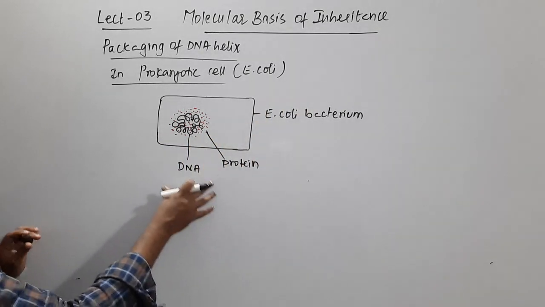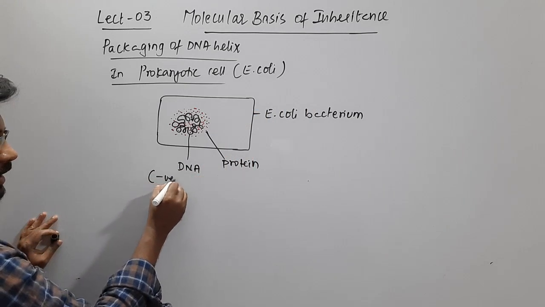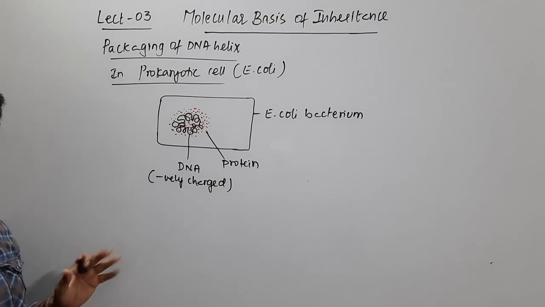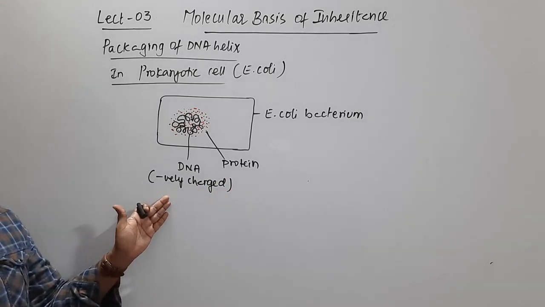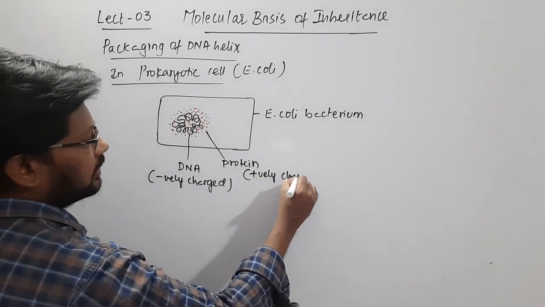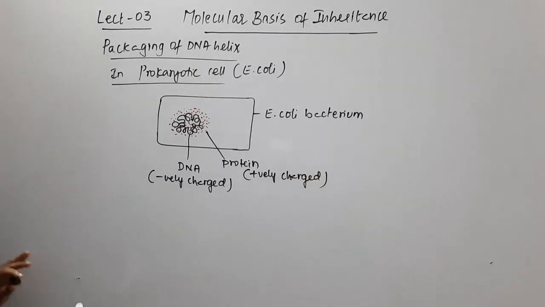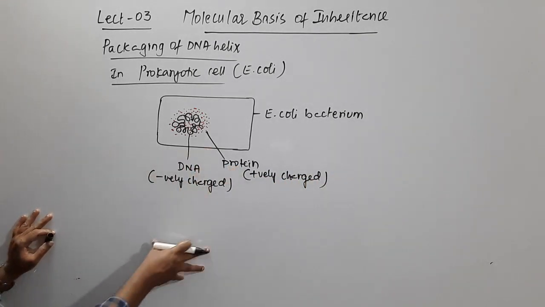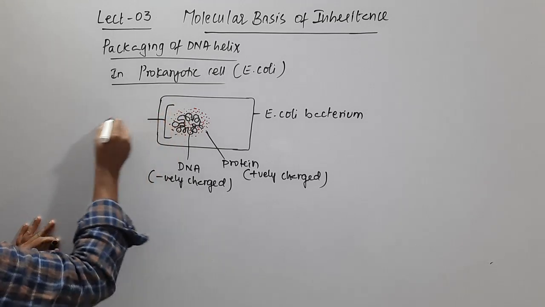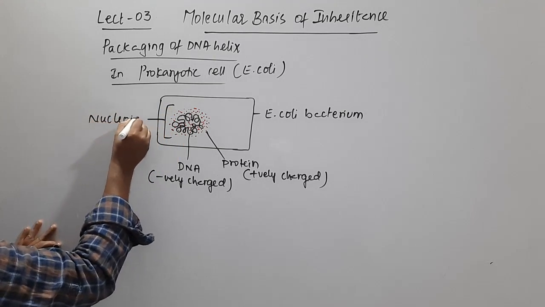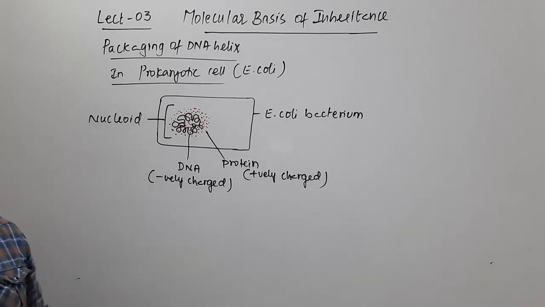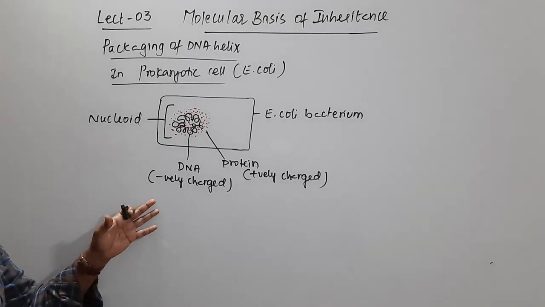Now we know that DNA is negatively charged. Whether it is prokaryotic or eukaryotic, DNA will always be negatively charged. And in this case, these proteins are positively charged. Now the DNA along with those positively charged proteins together constitutes something called nucleoid. So it's called nucleoid, a nucleus-like structure that we see in case of prokaryotic cells.